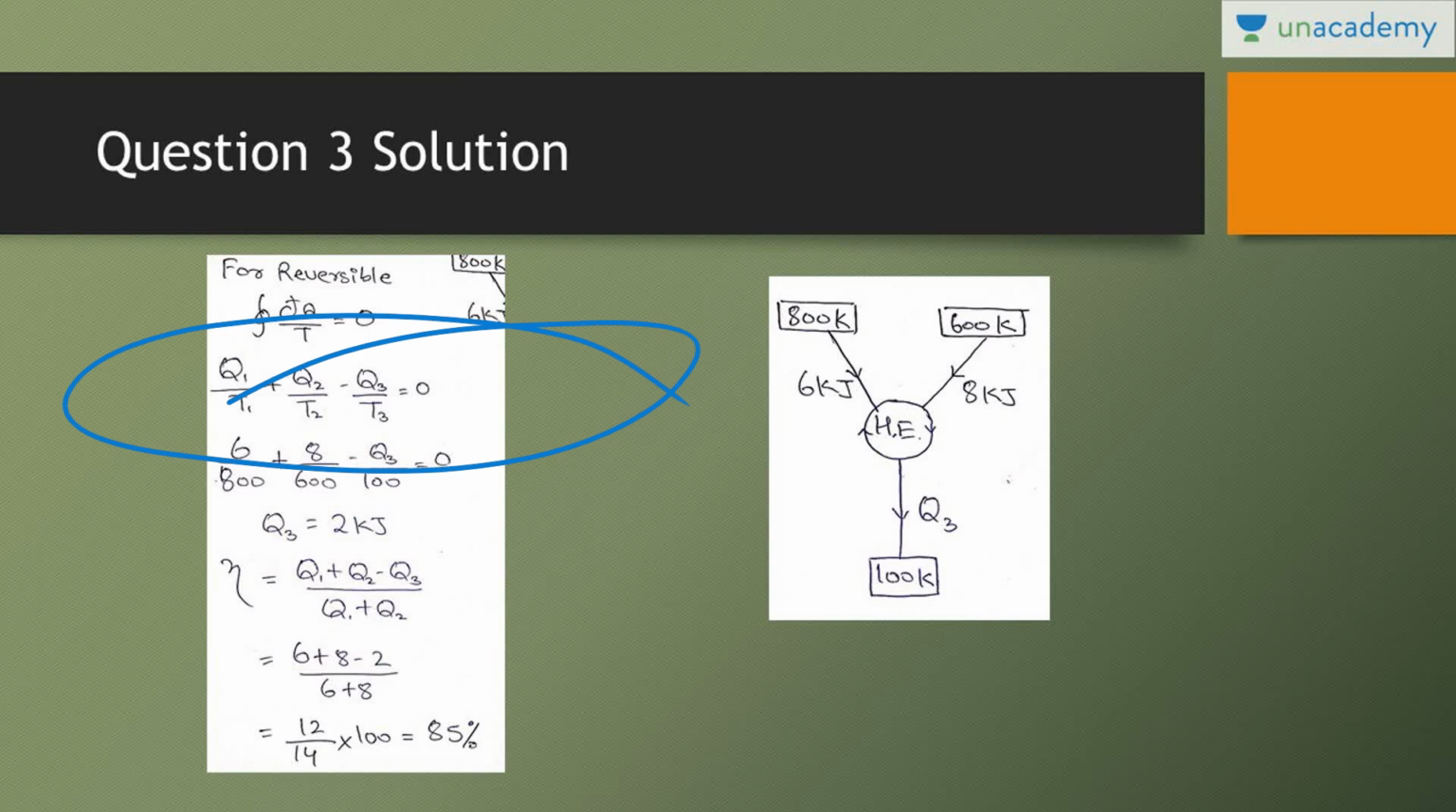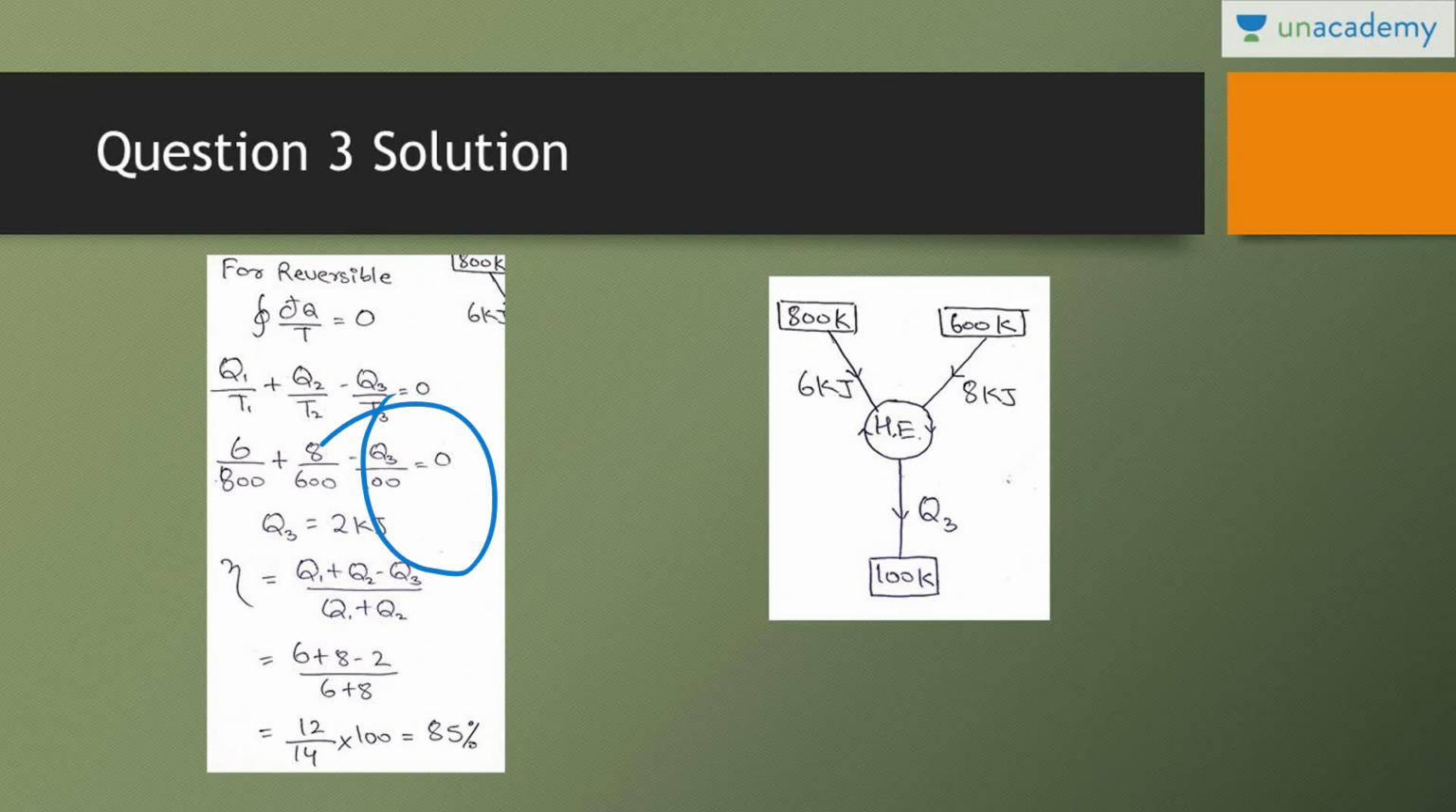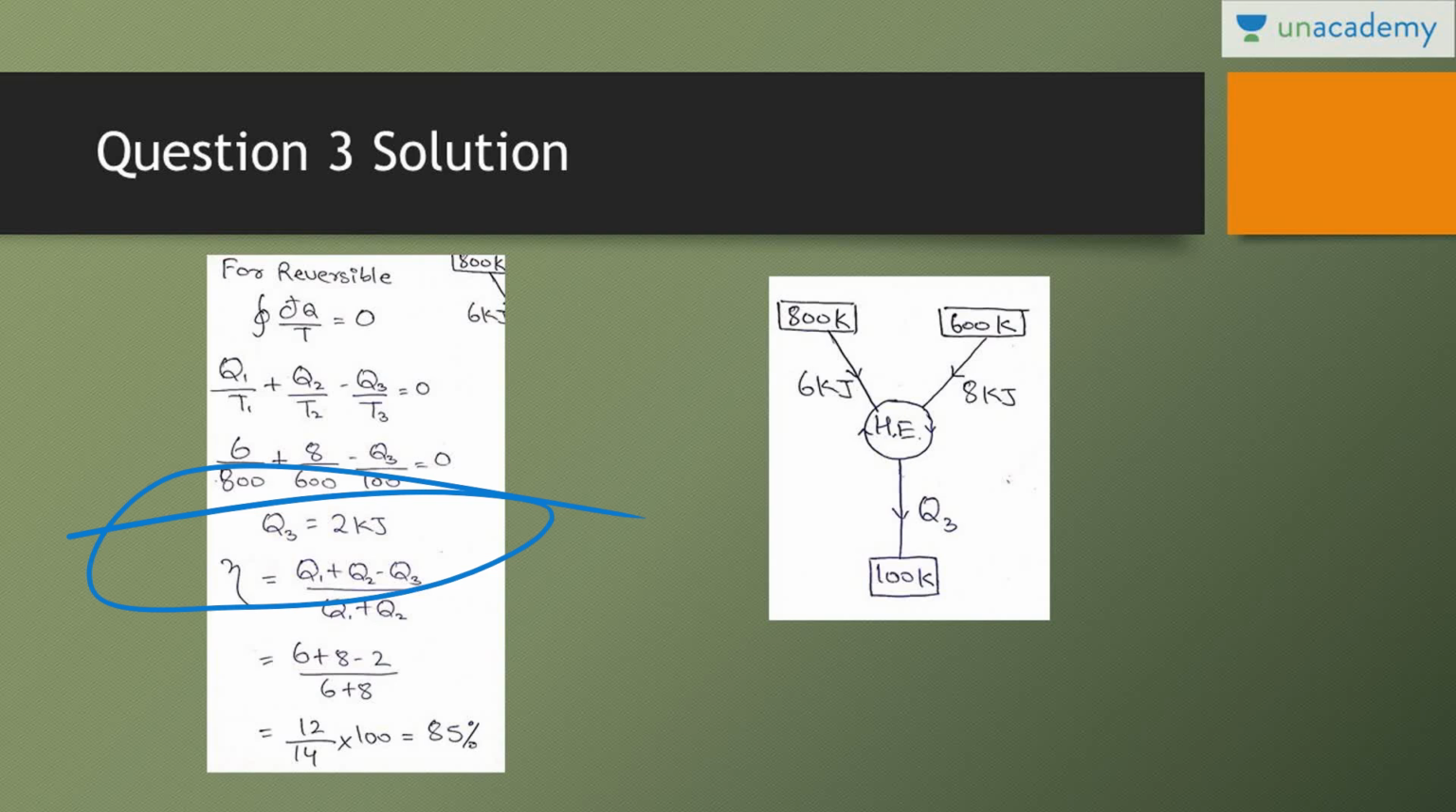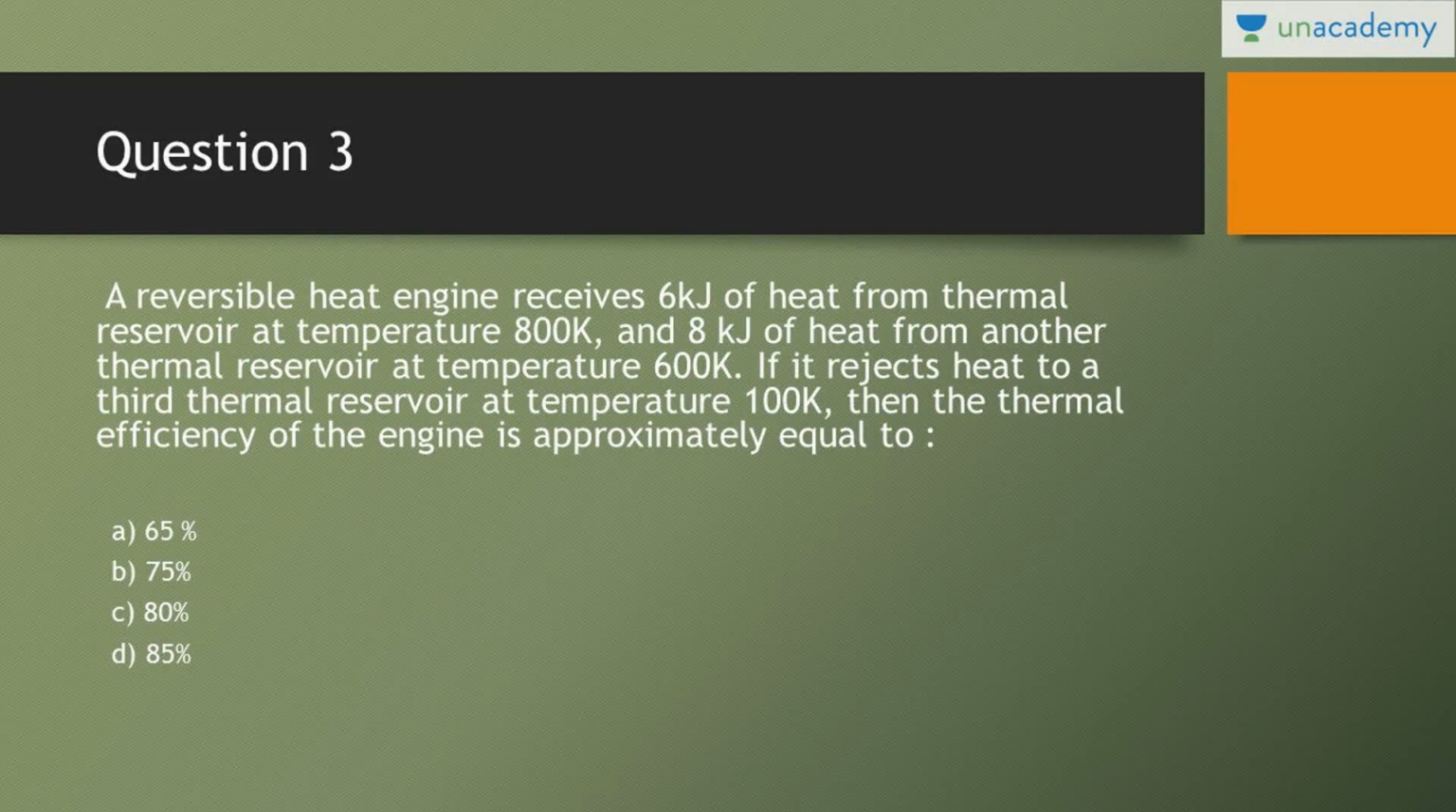So Q1 is 6 upon 800, plus Q2 is 8 upon 600, minus Q3 upon 100. So Q3 is equal to 2 kilojoule. Heat rejected is equal to 2 kilojoule, found with the help of the cyclic integral. And what do we have to find finally? We have to find the efficiency.